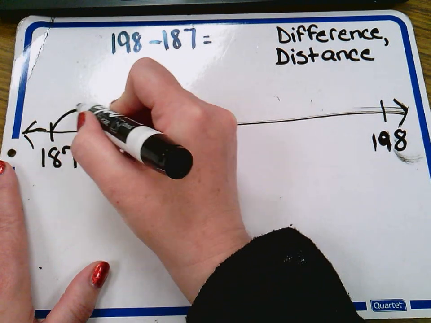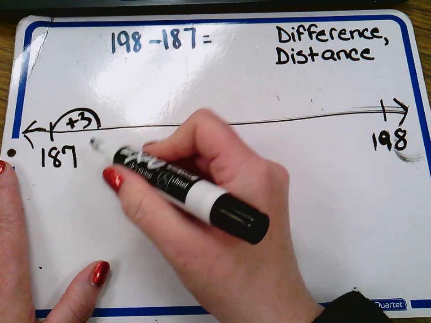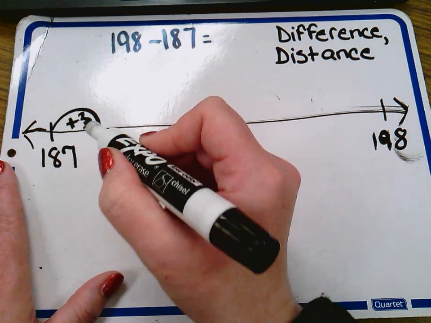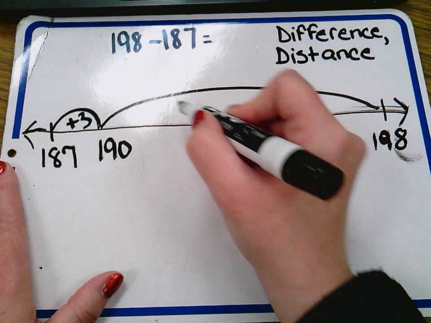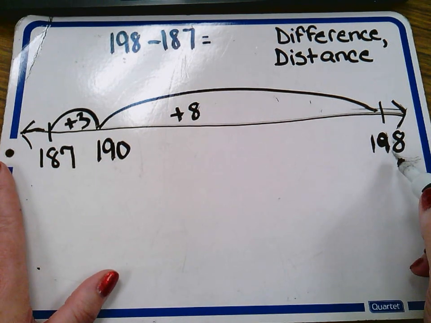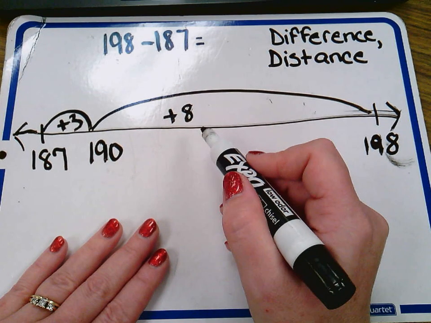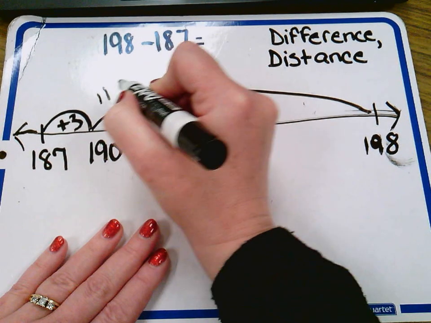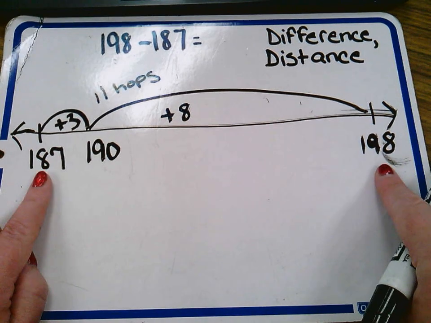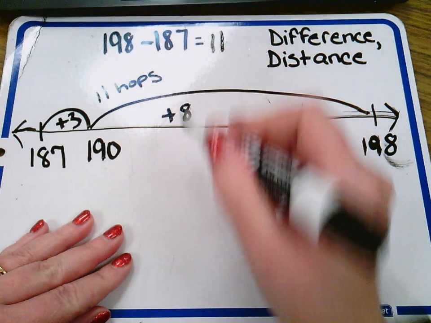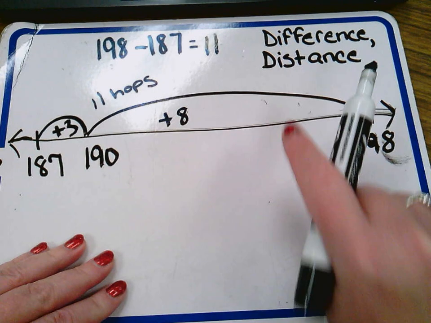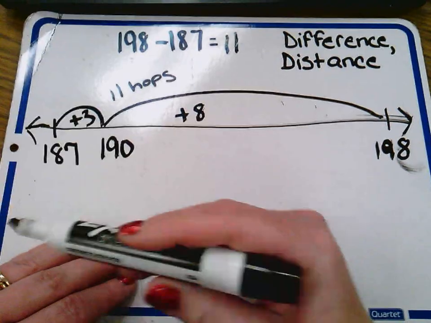I'm going to hop 3. 187 plus 3 gets me to a nice friendly number to work with of 190. And now I'm going to add 8 to 190 and get myself to my minuend, 198. So all I have to do is add my hops together. 8 plus 3 was 11 hops, right? So I know that the distance between 187 and 198 is 11. Okay, so that's the difference, or finding the distance between the two numbers strategy. This is where you can actually use addition to solve a subtraction problem. Next let's look at the removal or the takeaway strategy.